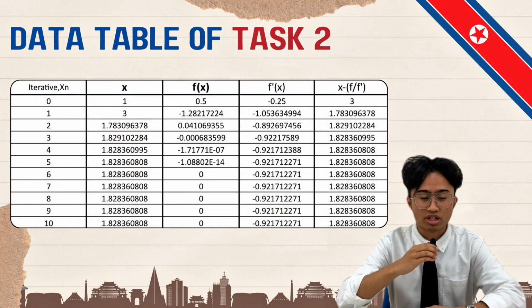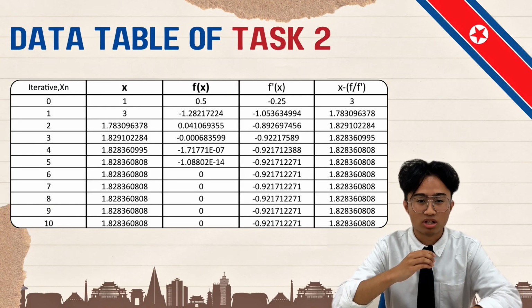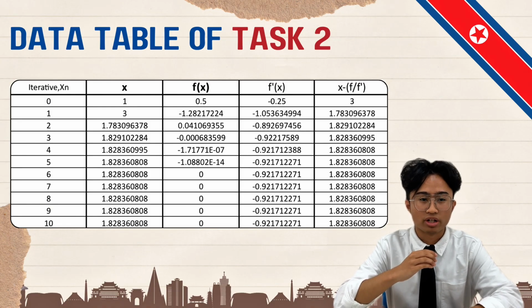According to the table, the value of our first x is 1, and after the first iteration, our x became 3. After the seventh iteration, the value obtained became constant, which is 1.8283608808, which indicates that it will not change anymore, and it is the actual root of our function.